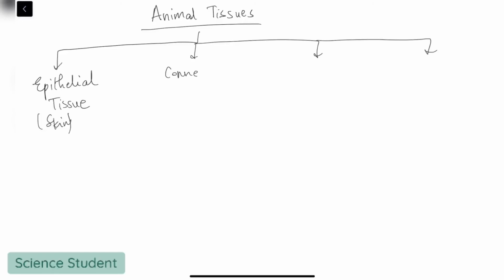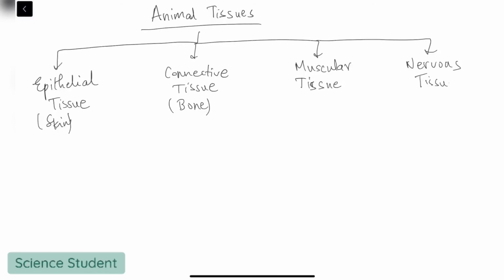Connective tissue, which connects two things like bone, or muscular tissue. No need to explain, the name itself explains itself. And the last one is nervous tissue. This also needs no introduction. So 4 kinds of animal tissue.